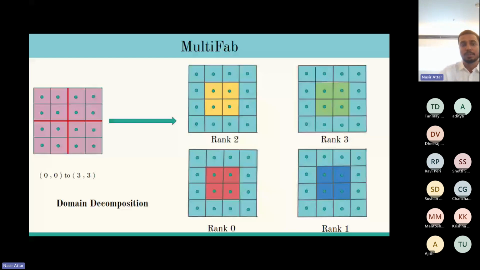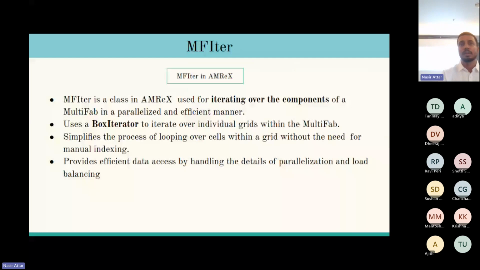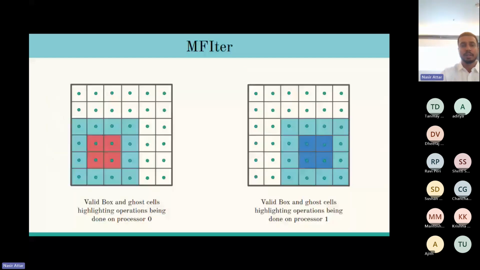So this actually shows how each processor has its own valid box. Valid boxes are actually the individual boxes in a box array. Each processor is assigned a valid box along with some ghost cells to facilitate the computing. For iterating over a multifab, we need an MFIter. The MFIter iterates over the valid boxes within a multifab. So here we can see how an MFIter iterates. It iterates only on the valid region and not on the ghost cells.